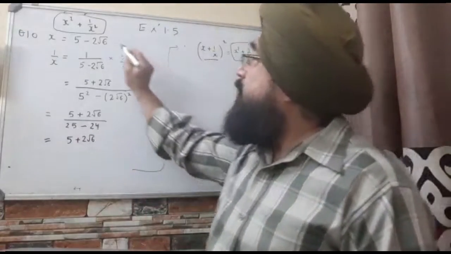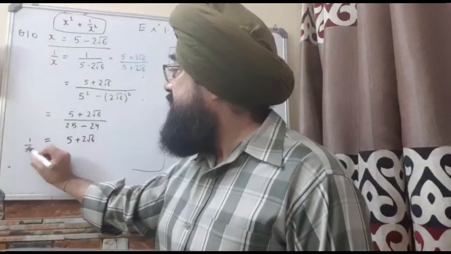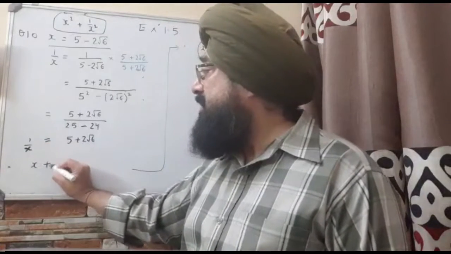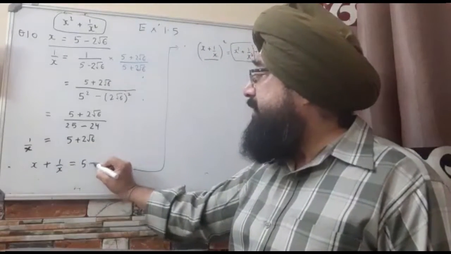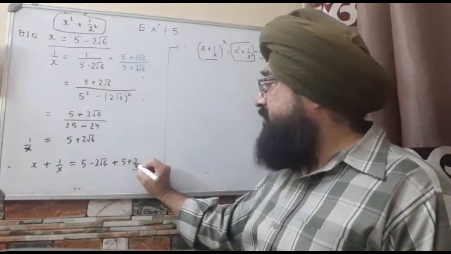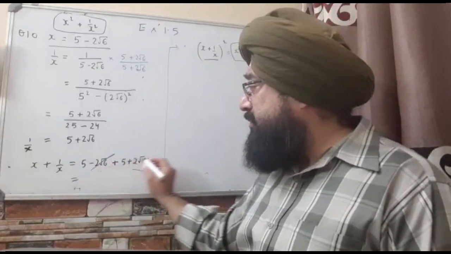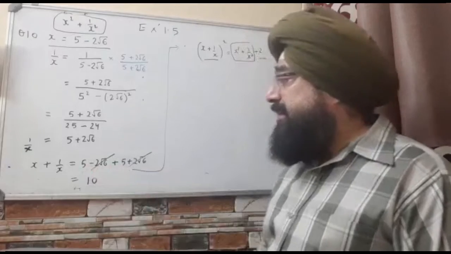And you can see x was this, so 1 upon x has become this. And it's quite easy for us now to do x plus 1 upon x. So x plus 1 upon x will be 5 minus 2 root 6 plus 5 plus 2 root 6. Minus 2 root 6 and plus 2 root 6 will cancel, so 5 plus 5 is 10.